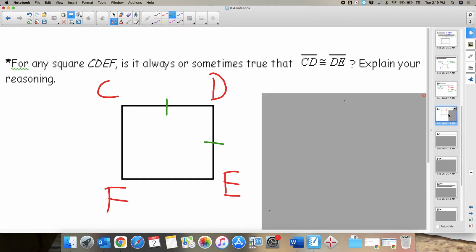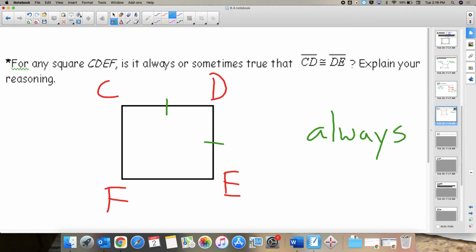Right? The next one there says, for any square CDEF, is it always or sometimes true that CD is congruent to DE? Well, in a square, all of your sides are congruent, so it will always be true, since there are 4 congruent sides in your square.